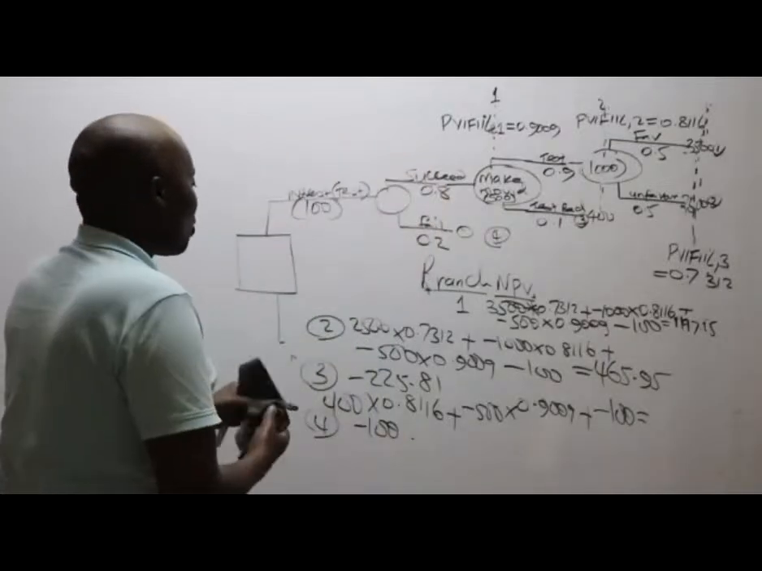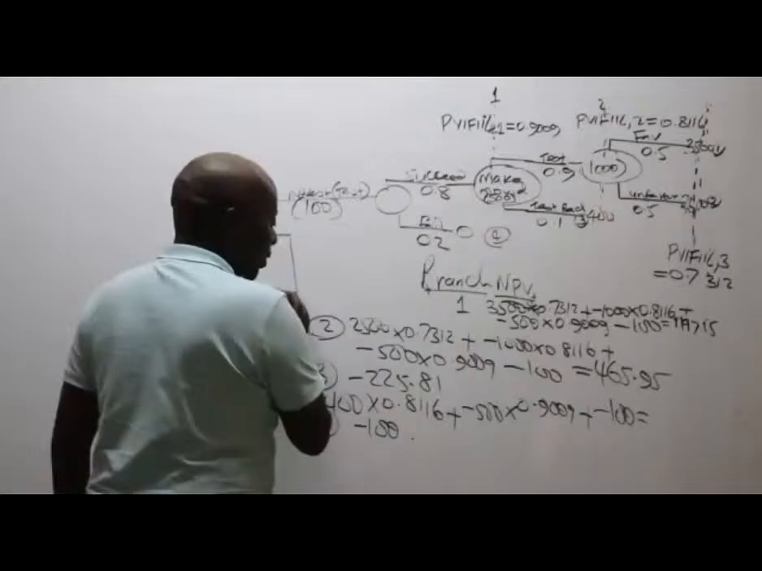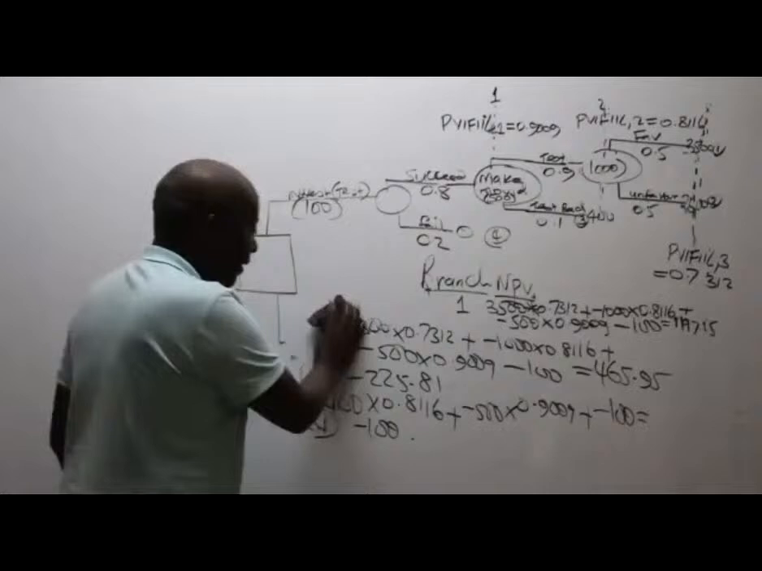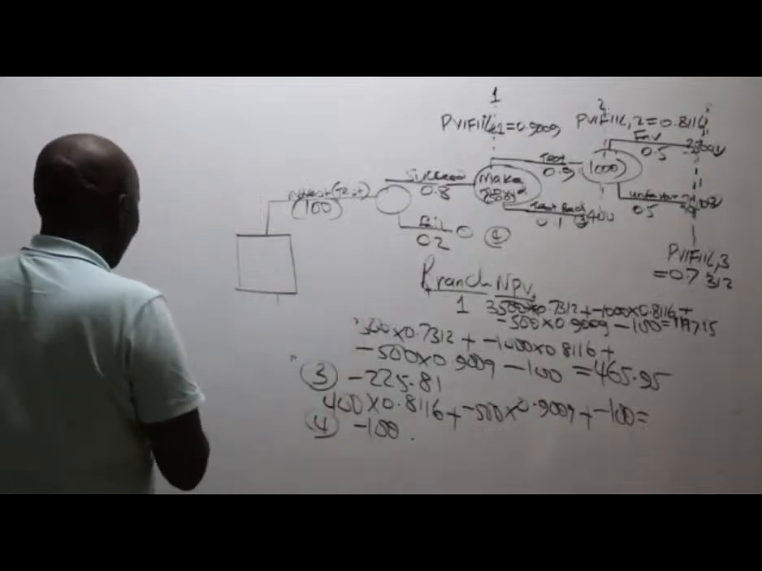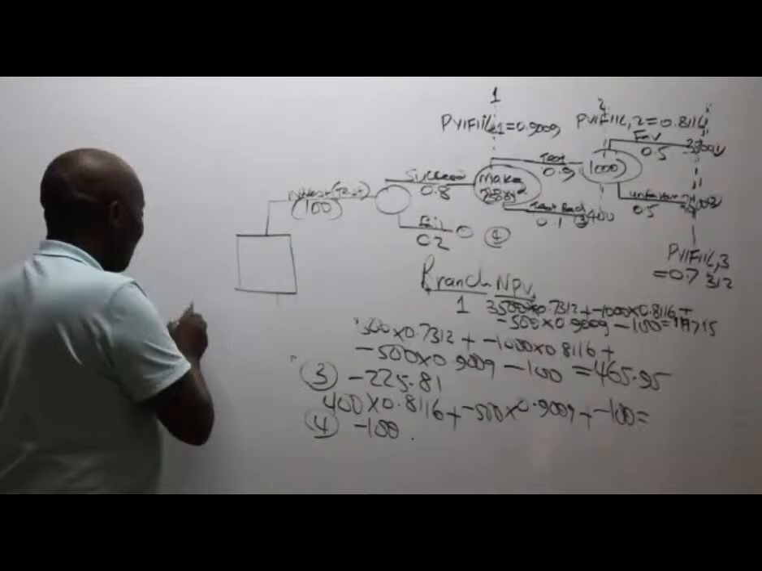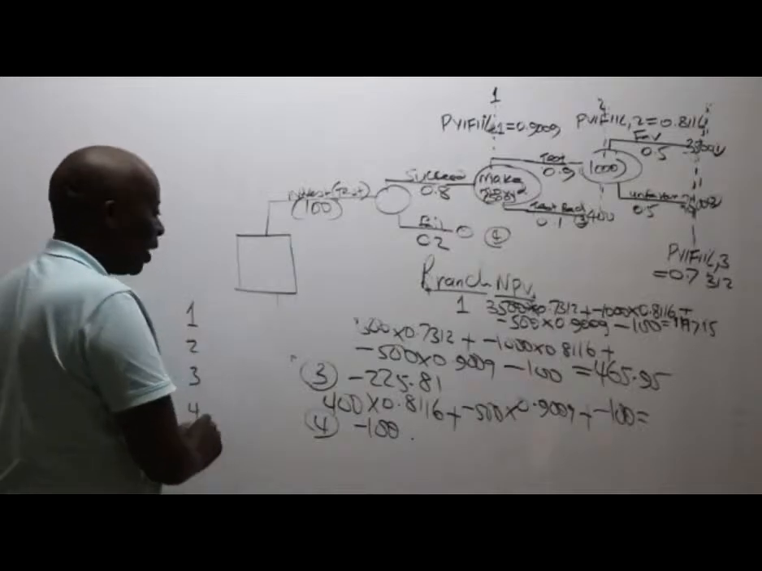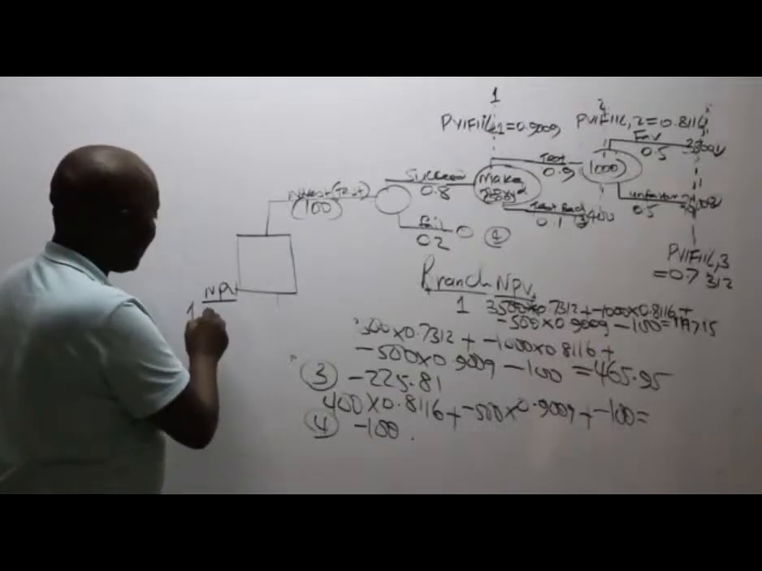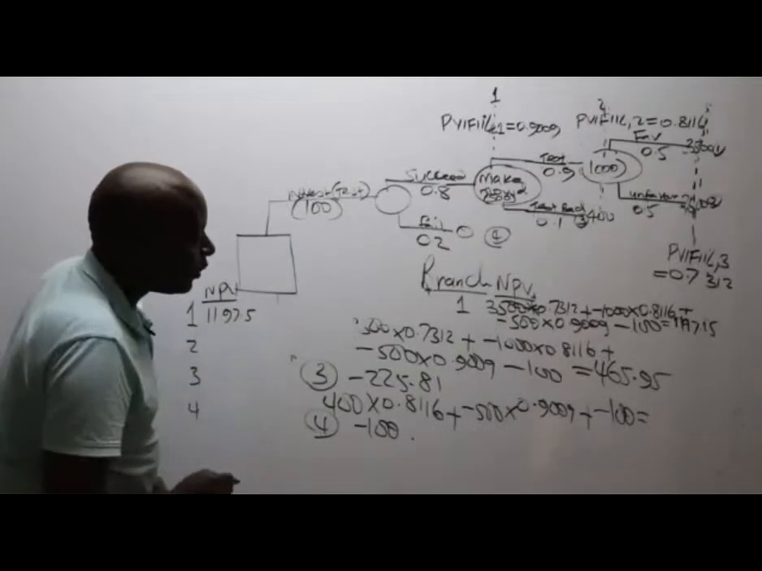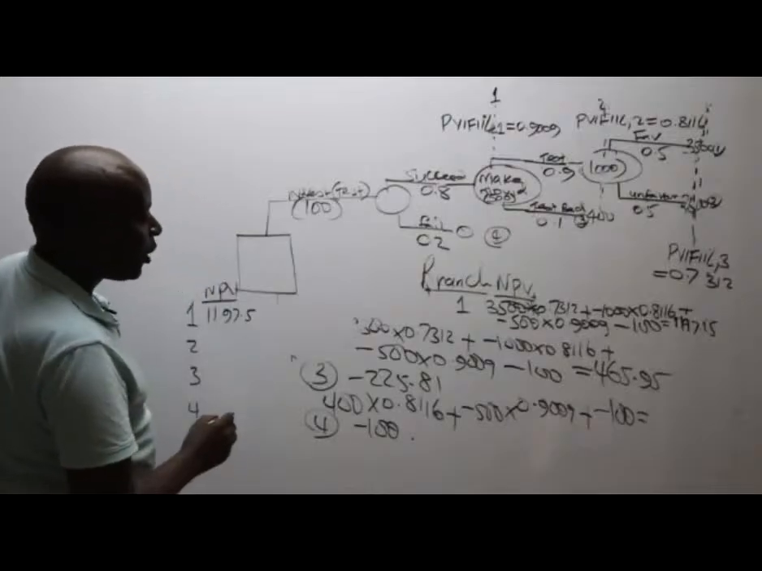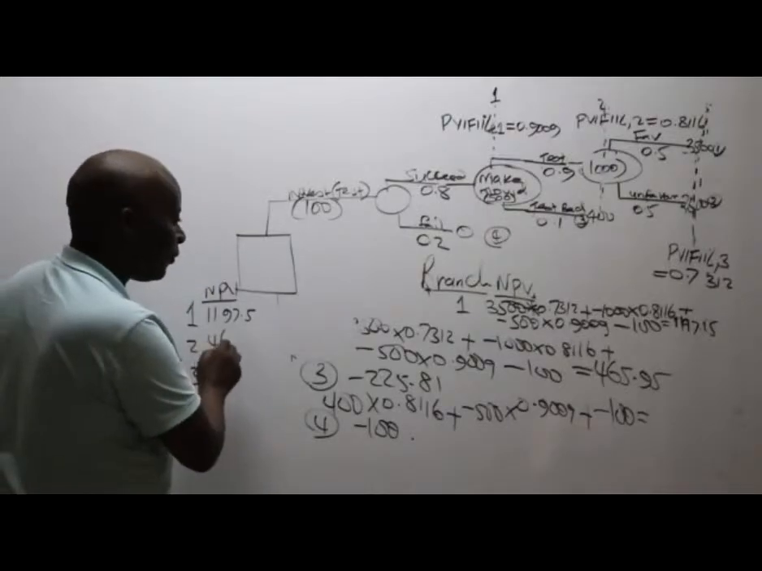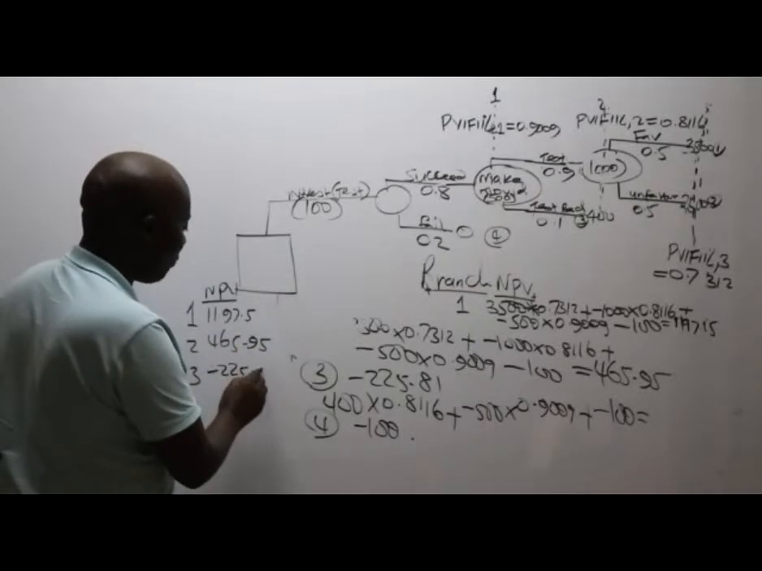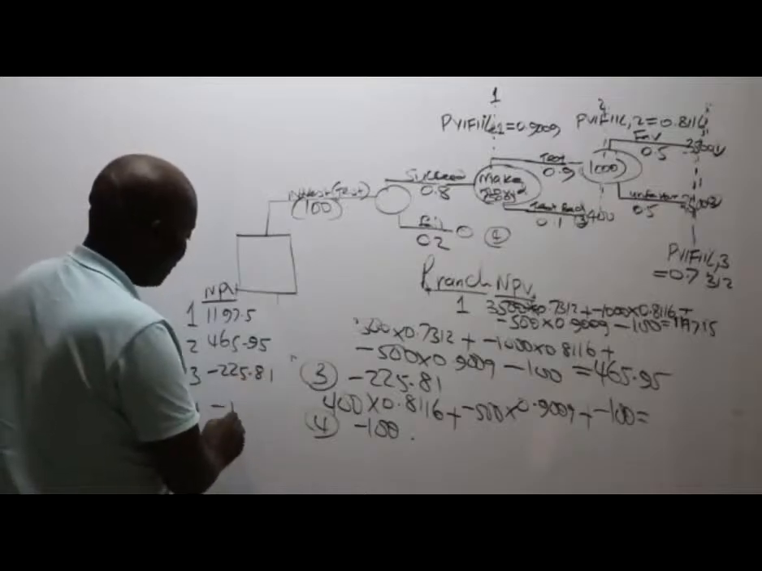Thank you. Great. So we have, ladies and gentlemen, our branches there. Let me summarize this very fast. I want to come back here and summarize them. So we have branch 1, branch 2, branch 3, branch 4, and our net present values. Branch 1 is 1197.5. Branch number 2 is 465.95. Branch number 3 is minus 225.81. Branch number 4 is minus 100.